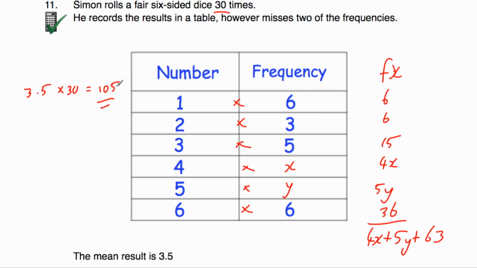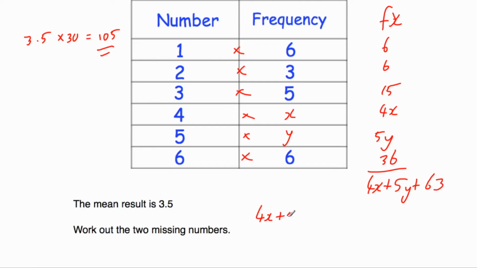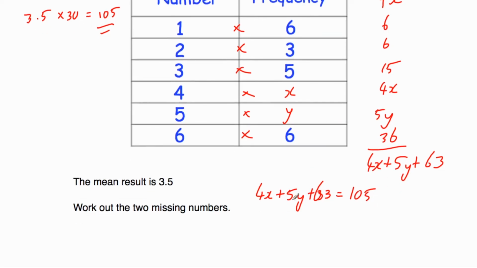But we also know that's equal to 105 because whenever we multiply the mean by the total frequency, we get the grand total. So that's equal to 105. So let's write that down. 4x plus 5y plus 63 is equal to 105. And I'm just going to take 63 away from both sides of that equation. So minus 63 and minus 63 would give us 4x plus 5y is equal to, and 105 take away 63 is equal to 42. So that means that whenever we do 4 times x and 5 times y, when we add them together, that's equal to 42.